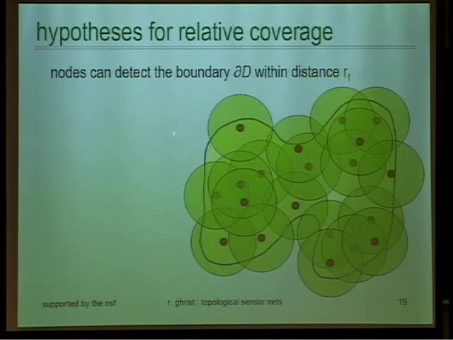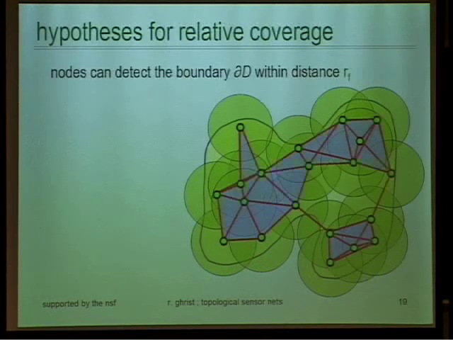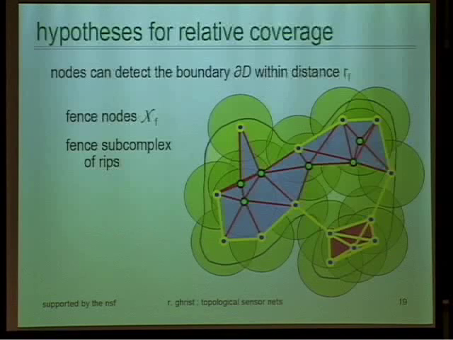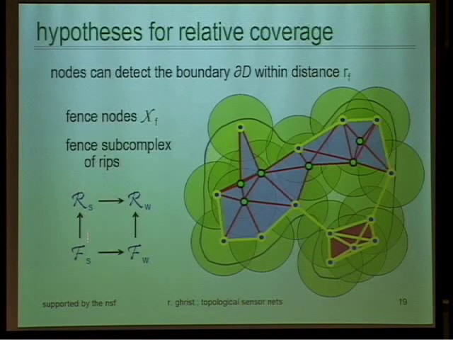So in this case, these nodes right here would be picking up on the fact that they're near the boundary of the domain. And what we do is we build a pair of Rips complexes. I can build the regular plain vanilla Rips complex for the system, but then I'm going to identify those nodes that are on the fence of the domain and build the sub-complex of the Rips complex generated by these nodes. So I just take the maximal subcomplex generated by these vertices. And now I have a pair, the fence complex sitting inside of the Rips complex. But I actually have two pairs, one for the strong signal and then one for the weak signal. And they fit together in the following manner by inclusions.